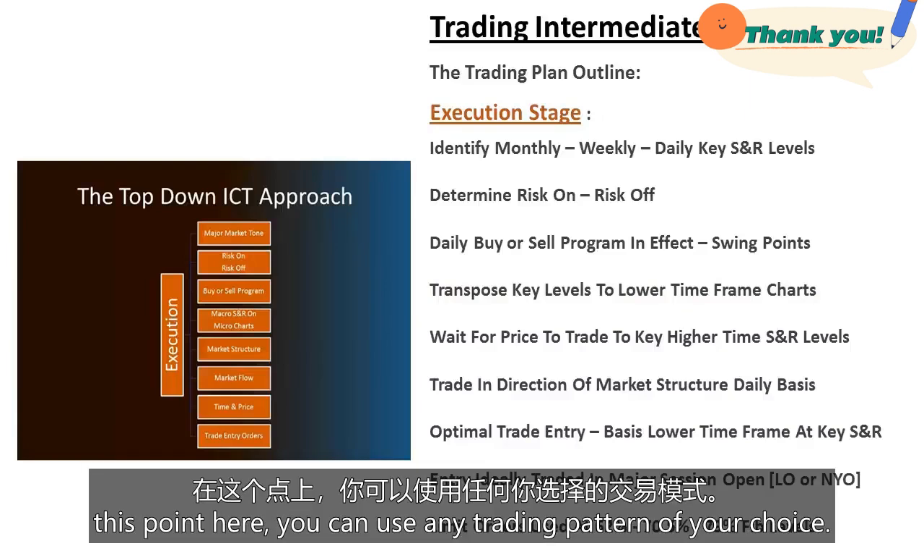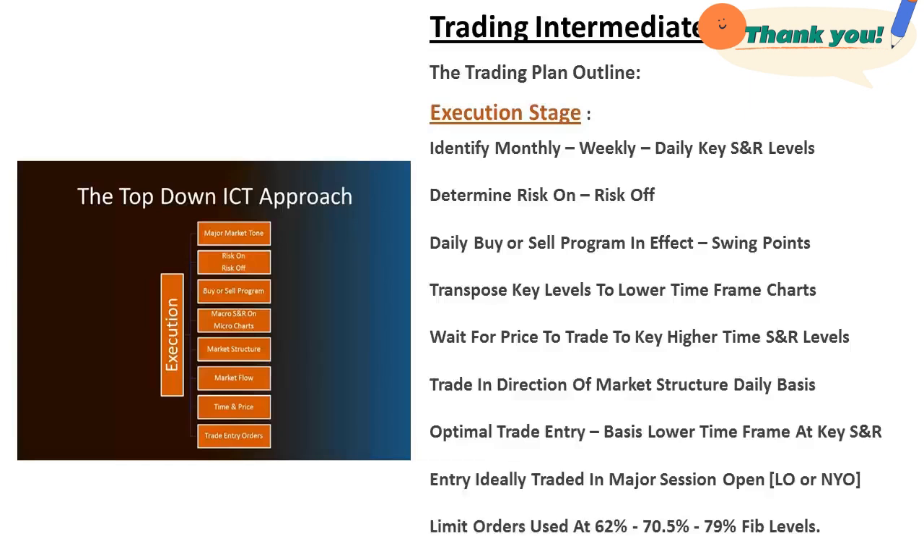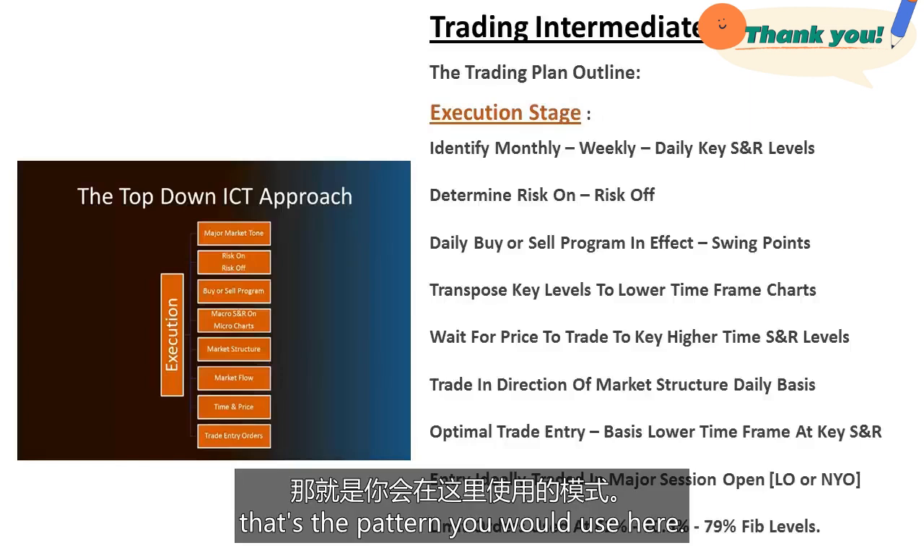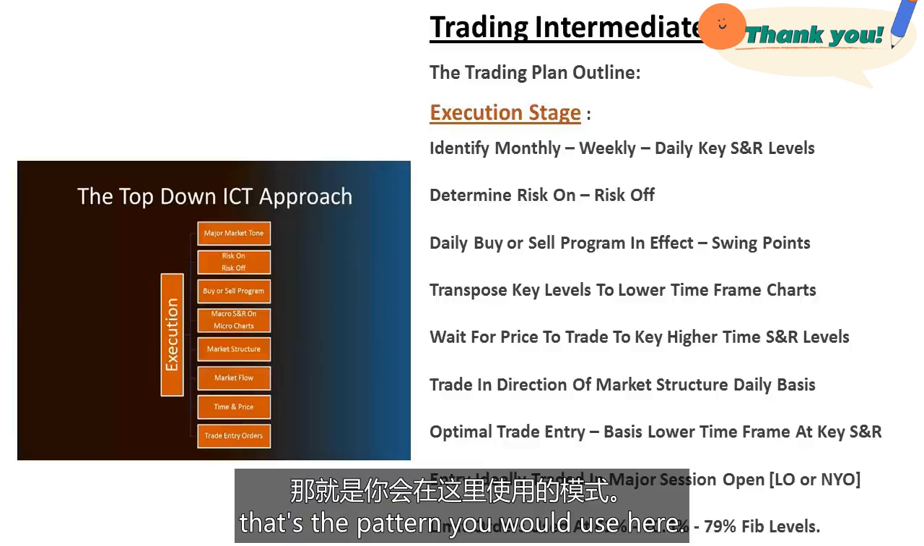Now, at this point, you can use any trading pattern of your choice. If you like the reflection pattern, you can trade that. If you like MACD divergence, this is what you would use here. If you like type 1 bearish divergence for stochastics, that's the pattern you would use here. If you like turtle soup patterns, that's the pattern you would use here.